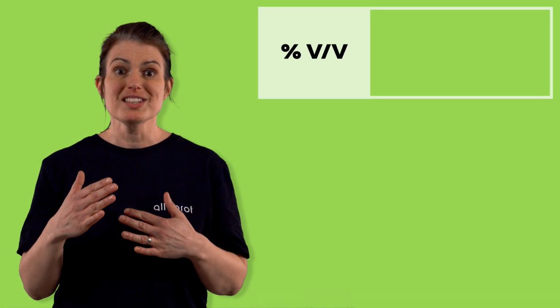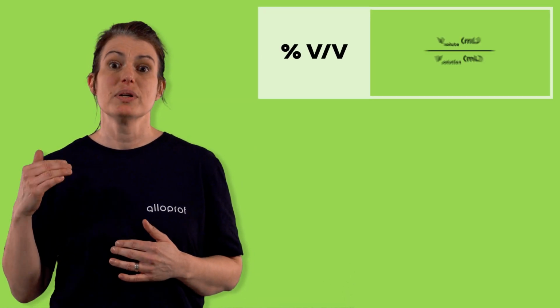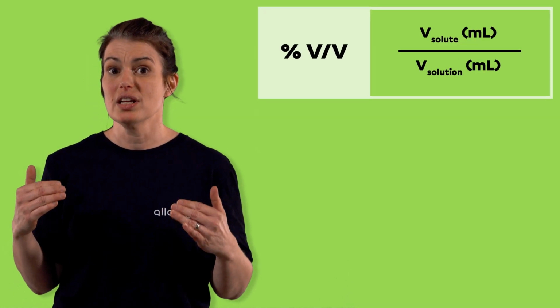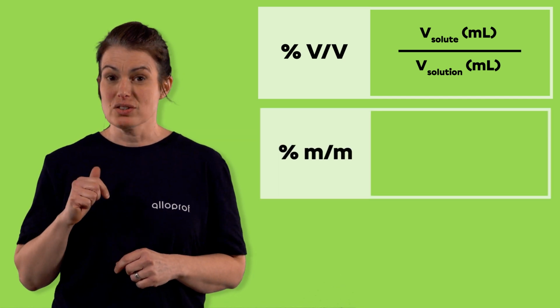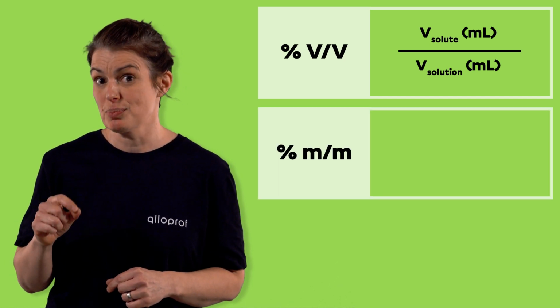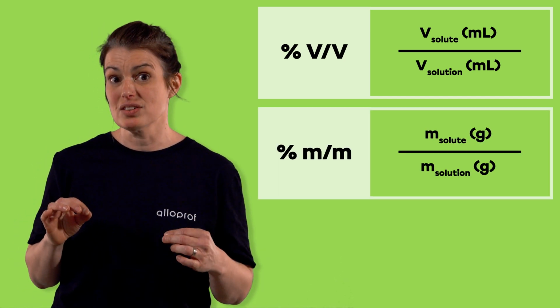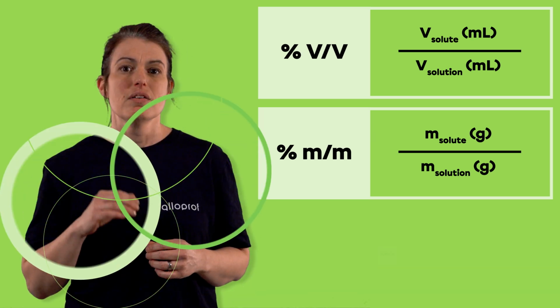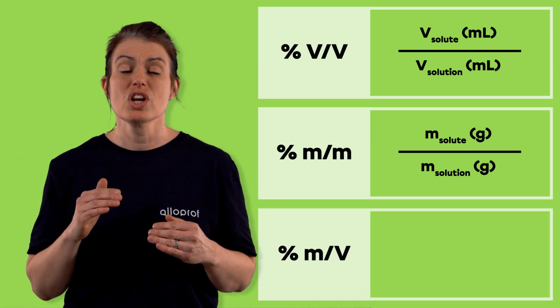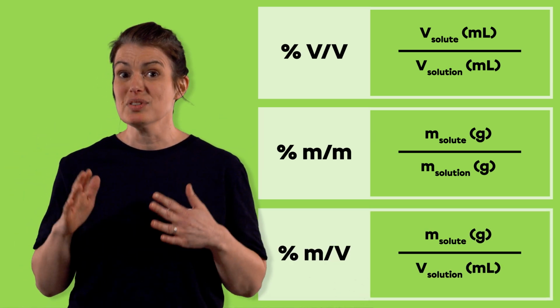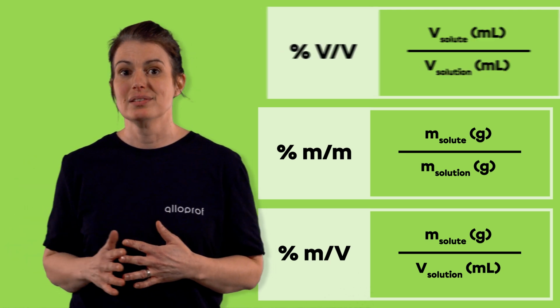The choice of units is important for calculating percent concentrations. We must use the same units for the amount of solute and the amount of solution. For volume over volume percentage, we often express the volume of the solute and the solution in milliliters. For mass over mass percentage, we often express the mass of the solute and the mass of the solution in grams. For mass over volume percentage, we usually express the mass in grams and the volume in milliliters.